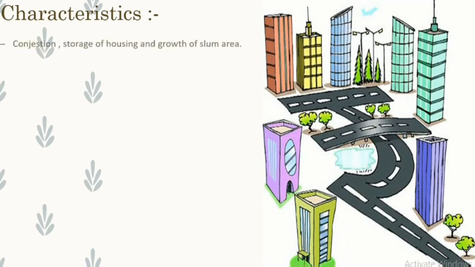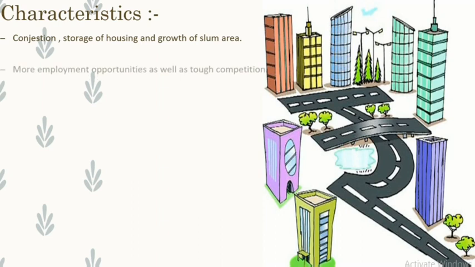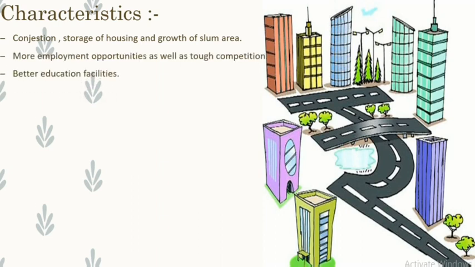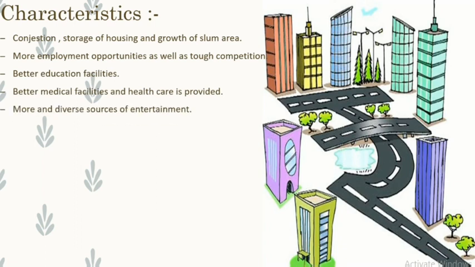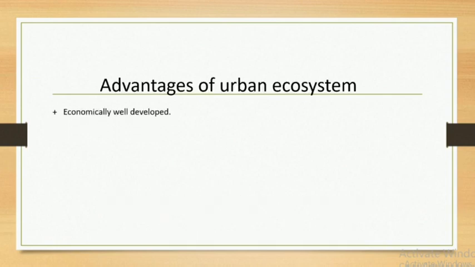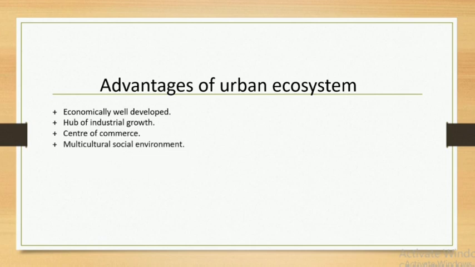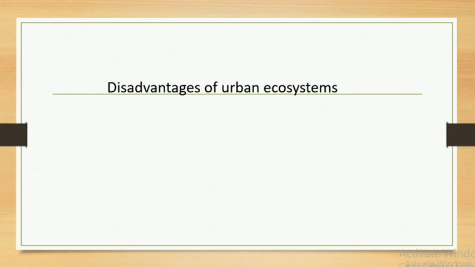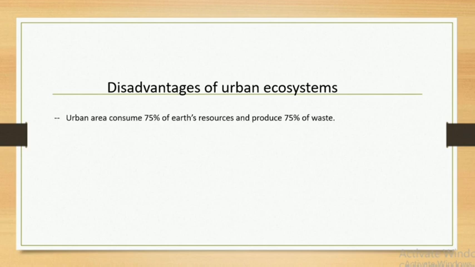Congestion, shortage of housing and growth of slum areas, more employment opportunities, better education facilities, better medical facilities and health care is provided, more and diverse sources of entertainment. Advantages of urban ecosystem: economically well developed, hub of industrial growth, center of commerce, multicultural social environment, reduced infantile mortality, center of political activities. Disadvantages of urban ecosystems: urban areas consume 75% of earth's resources and produce 75% of waste.